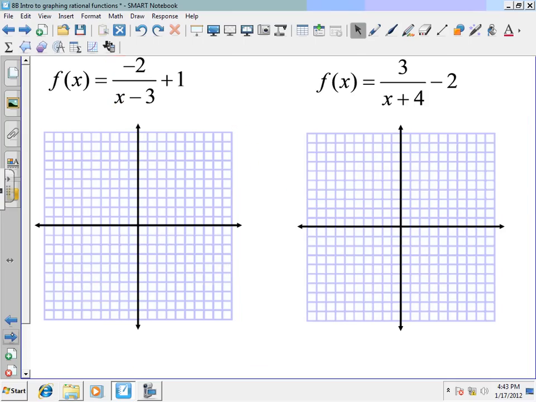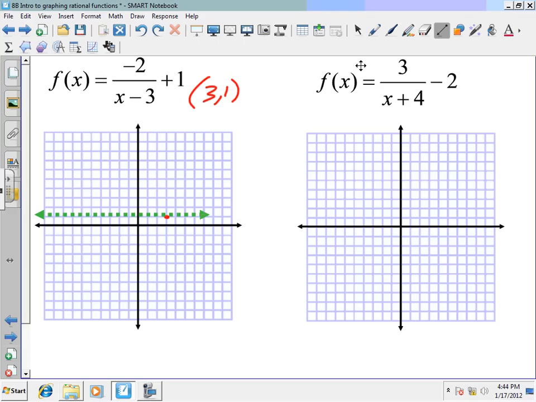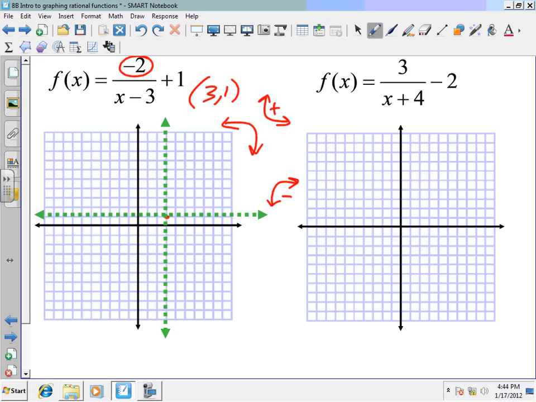Now, let's look at this example. What I want to point out here is first, let's get our starting point, 3, 1. So we go over 3, up 1. And I want to show you one thing here. What's special about this problem is notice that we have a -2. So what's that mean? Instead of going up like this and down like this, that's positive, it's going to be flipped. So now it's going to go down and up on the left-hand side.